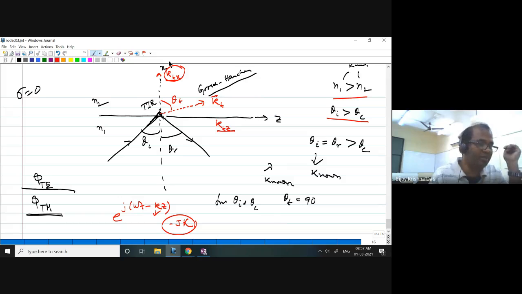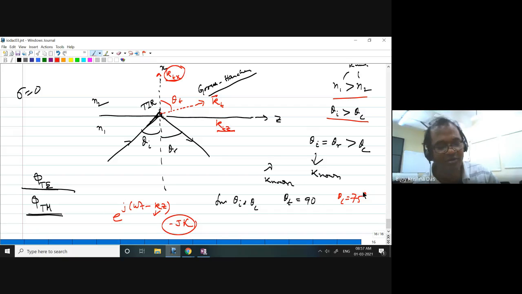So I suggest that I just stop here today. Take this as another second assignment, for a given n1, n2, same values I have given. n1 equal to 3.46 and n2 equal to 1.46, lambda equal to 1550 nanometer, and theta i, you consider some angle, say about 75 degrees. Theta equal to 75 degrees, that is more than your critical angle, right?